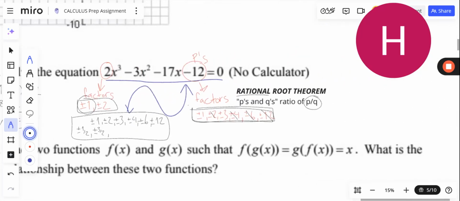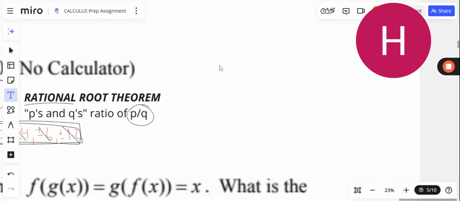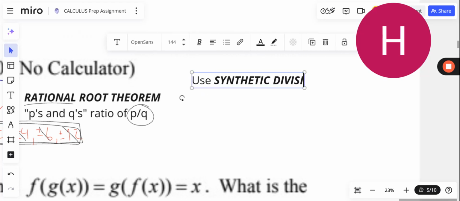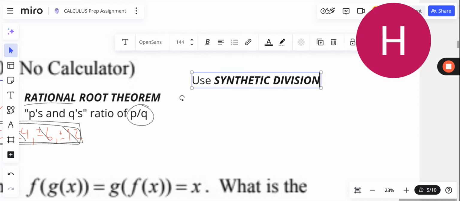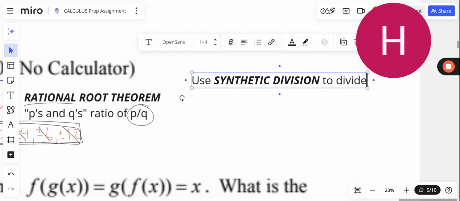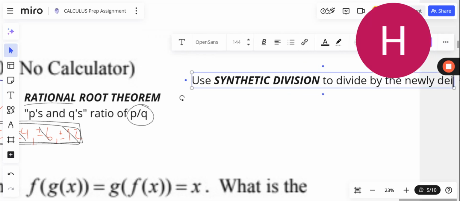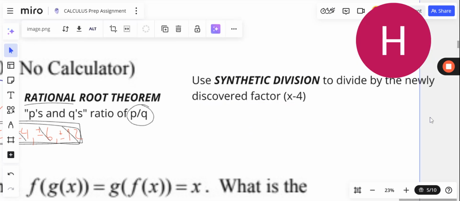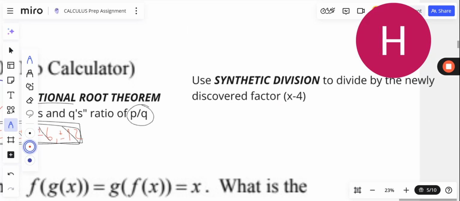Now that we've found a solution, we're going to use synthetic division to divide by the newly discovered factor. What is the factor that we discovered? We discovered the factor x minus 4. We use the value x equals 4 because if we plug in x equals 4, this is going to give us 0, which is what we were looking for. We were looking for zeros, and we found one of them.